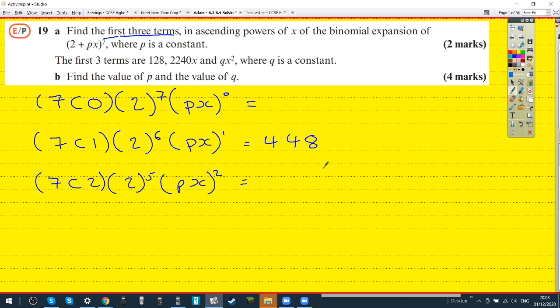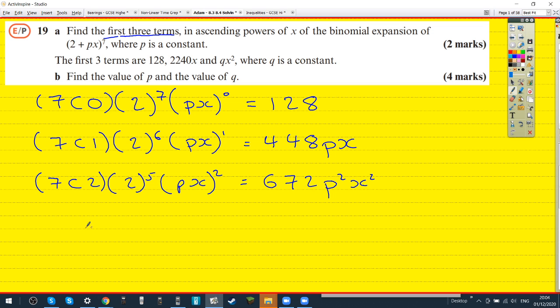I got 128 for the first one, and 672 for the other. And so what things do we put after? Like we need to now put in px, whatever it might be. The first one would just be the number, then the next one would be px, and then the next one would be p squared x squared. Well done.